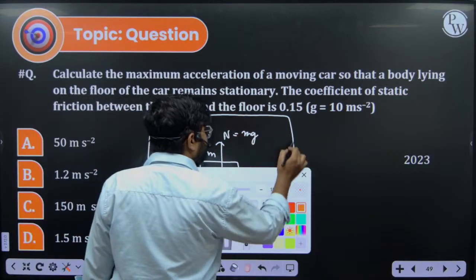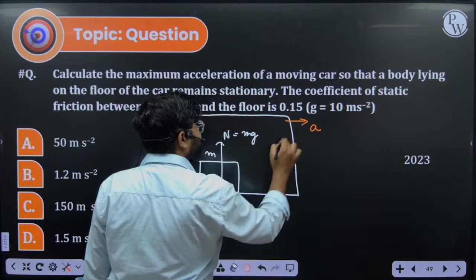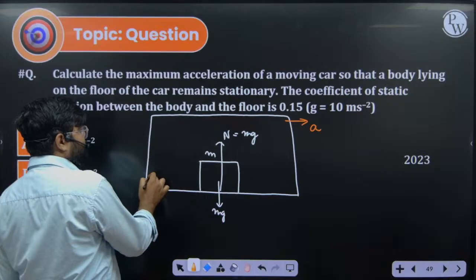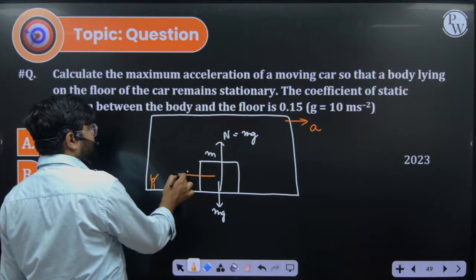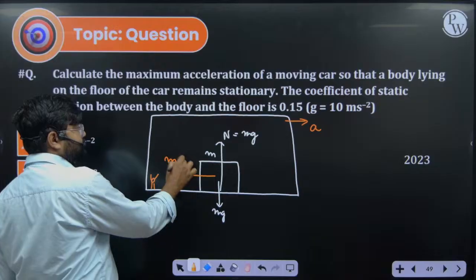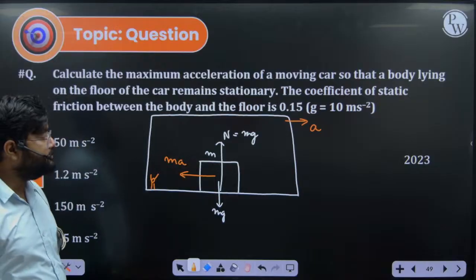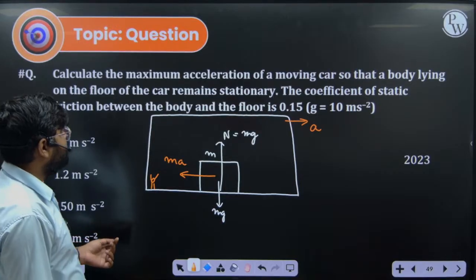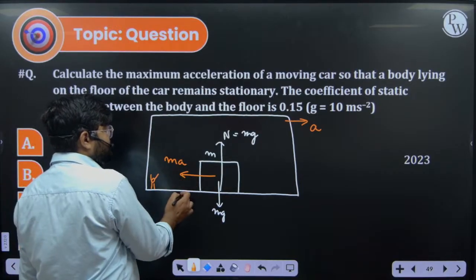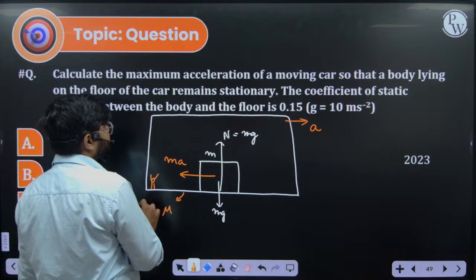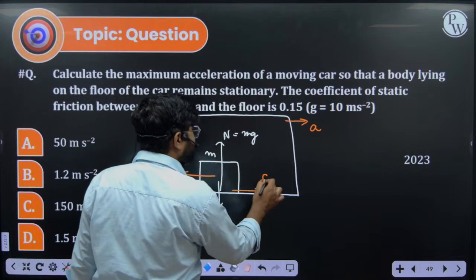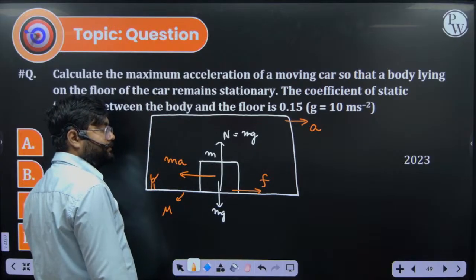Now they are saying that this car is accelerating, and if we are solving from the frame of the car, we will apply a pseudo force. Yes, we know about pseudo force now. And this tries to push the block here. So friction is there, mu, and the frictional force will try to stop it like this.